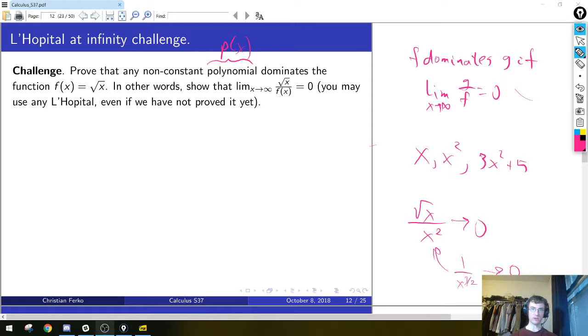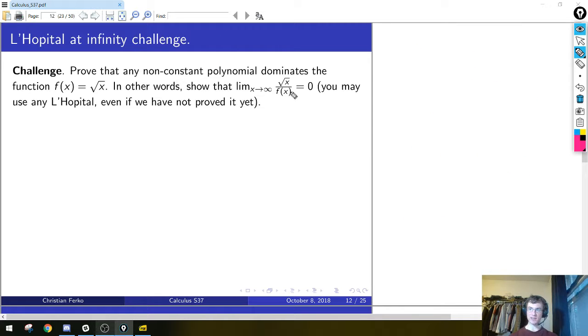Sorry, I used inconsistent notation here. This should be p of x in the denominator, and I shouldn't call this f, I should just say this is the function square root of x.